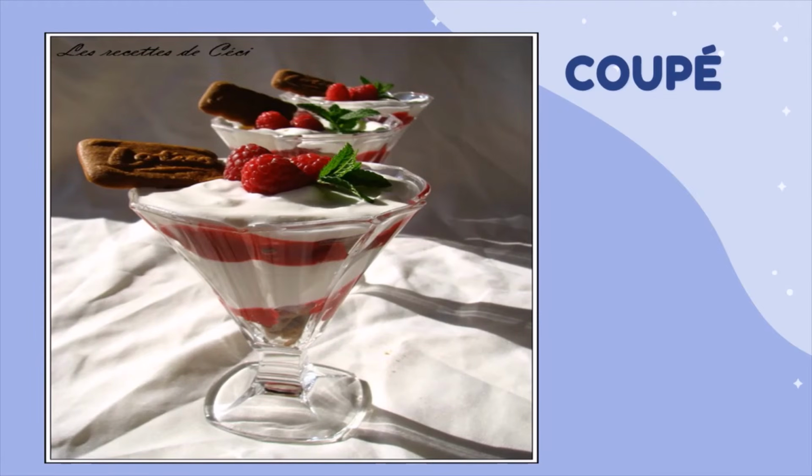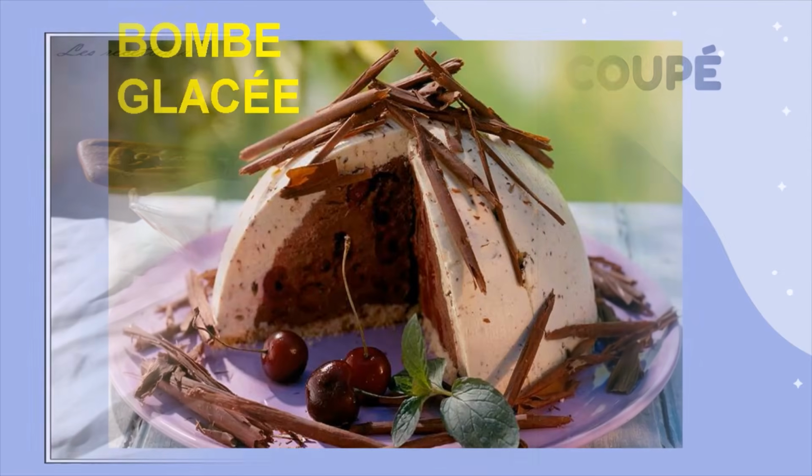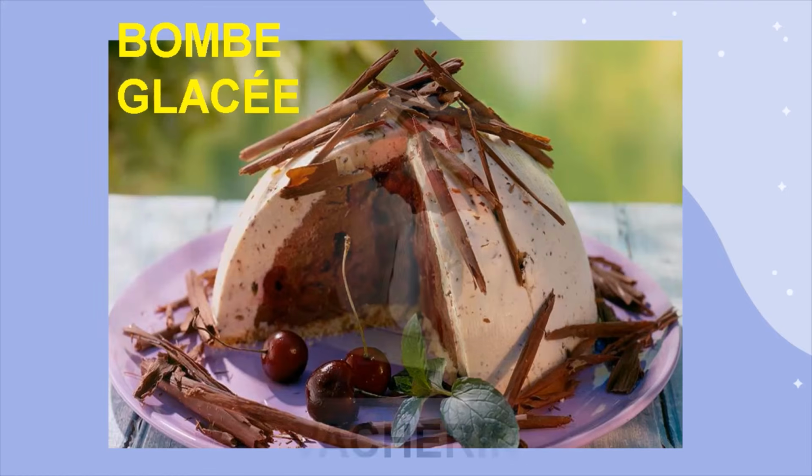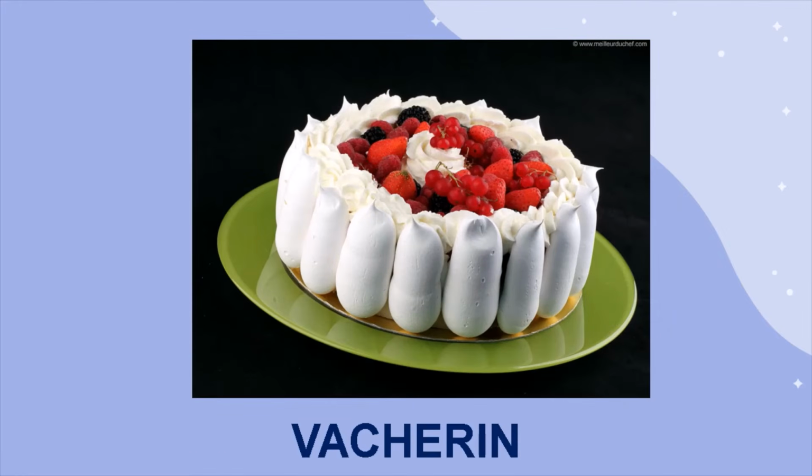Coupe. This is ice cream layered with a fruit sauce and whipped cream served in a bowl or ice cream cup. Bombe glacé. This includes molded and cut ice cream bases and other bases assembled using specialty molds in much the same way as mousse cakes. Vacherin is airy and crunchy baked meringue with ice cream.